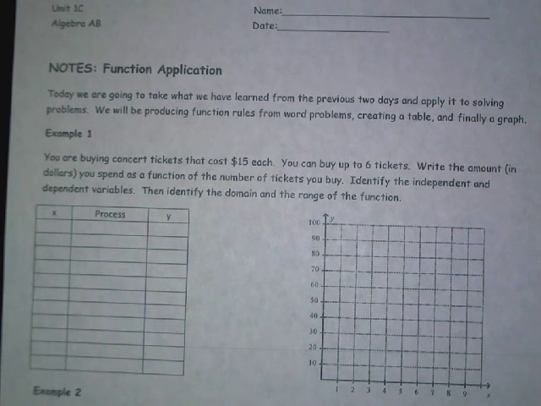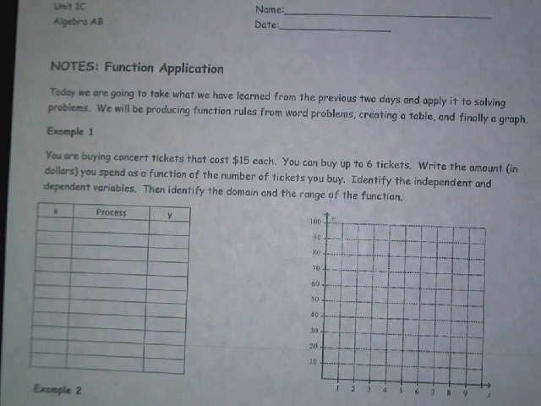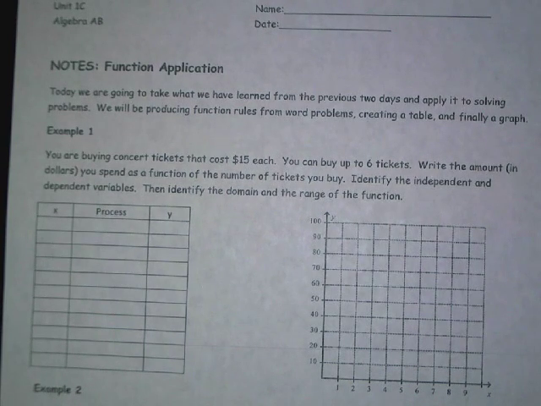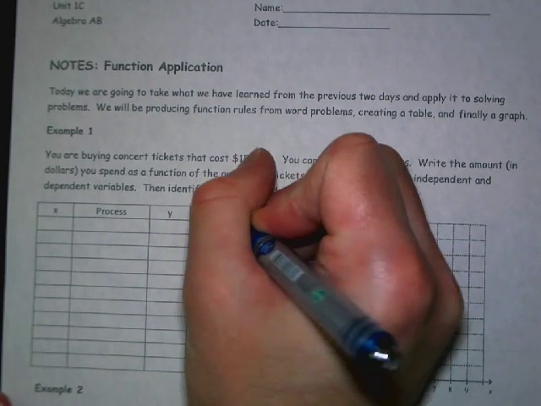And we're going to identify independent, dependent variables, and then also identify domain and range. Okay, a lot of those, several questions within that. A lot of them go together. Okay, so first, writing the function rule. We're always going to do that by starting with y equals.